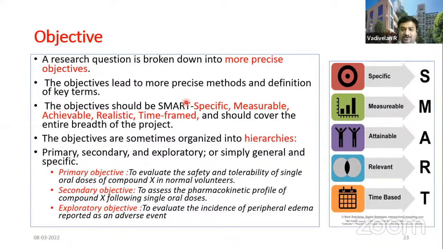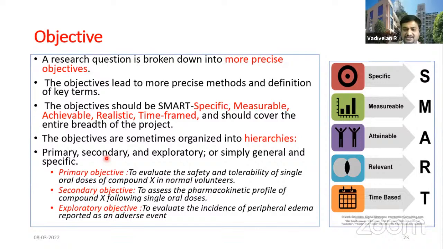They should be called SMART. That is, whatever objective you are writing should be specific, measurable, achievable. It should be realistic. Sometimes we call the term relevant also. So realistic is most appropriate, and time framed or time based. So they say we have to follow this SMART process while writing the objective. And normally, sometimes it may be organized in hierarchies. You may have a primary, secondary, or exploratory, or sometimes simply general or specific.